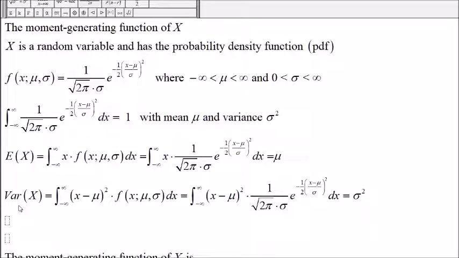And we have also shown in another video that the variance of x, which is the integral from negative infinity to positive infinity, with the integrand (x minus mu) squared times the normal density function, is equal to sigma squared.